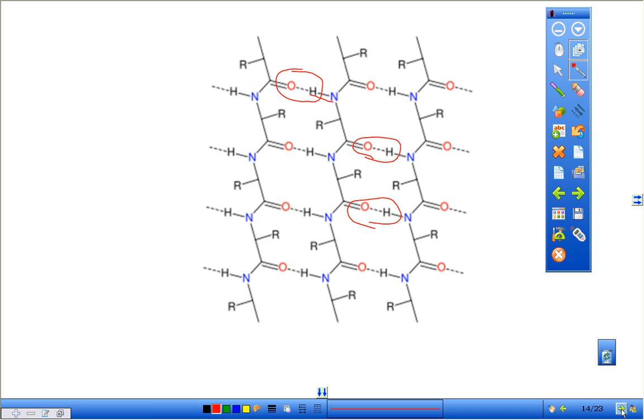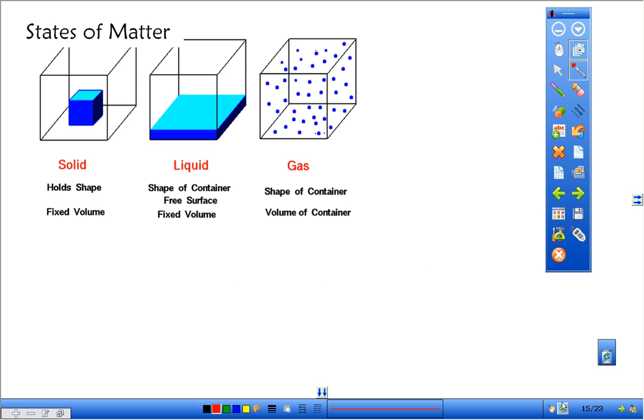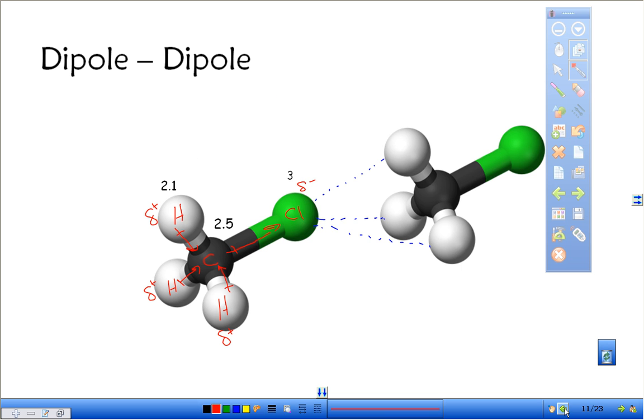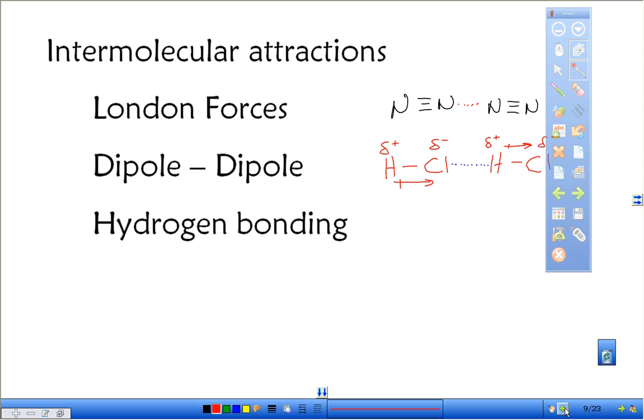So the strongest bonding, if we want to go over it real quick, if we flip back a couple pages: the London forces or van der Waals forces are the weakest. So these are weak. Dipoles are second strongest, and then hydrogen bonding is the last, and it is the strongest of the three types of intermolecular attractions.